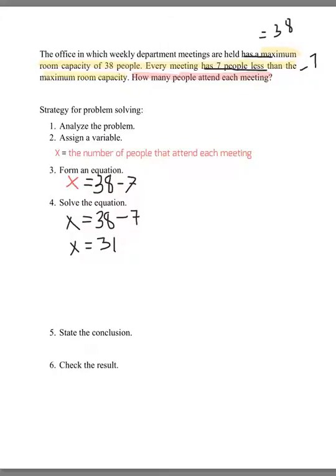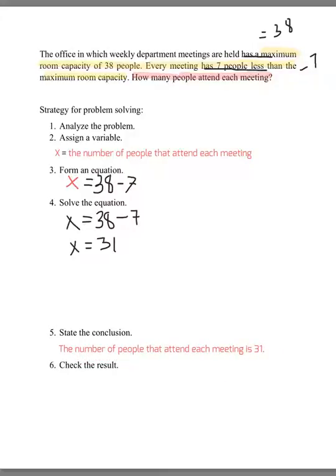So now that we know that x equals 31, we know the number of people that attend each meeting is 31. So let's go ahead and state the conclusion. Therefore, the number of people that attend each meeting is 31. And there we go. That's our conclusion, stated nice and properly.